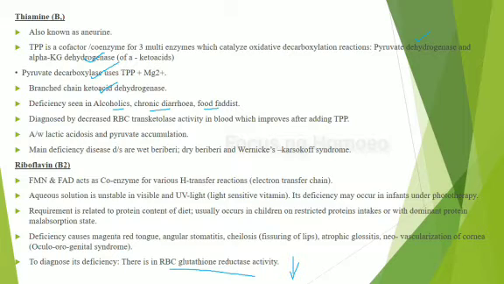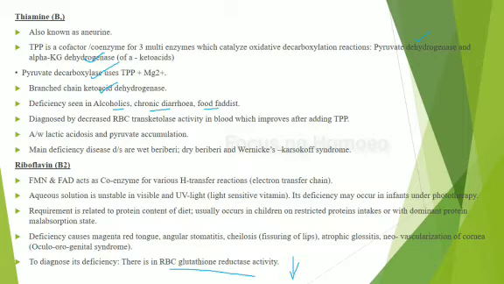Deficiency diseases are wet beriberi, dry beriberi, and Wernicke-Korsakoff syndrome. In Wernicke-Korsakoff syndrome, encephalopathy and edema respond to thiamine, but psychosis is not treated by giving thiamine. Okay, it is also used in the treatment of hangovers.